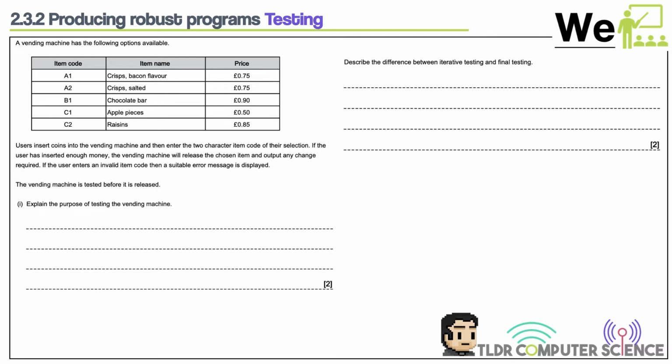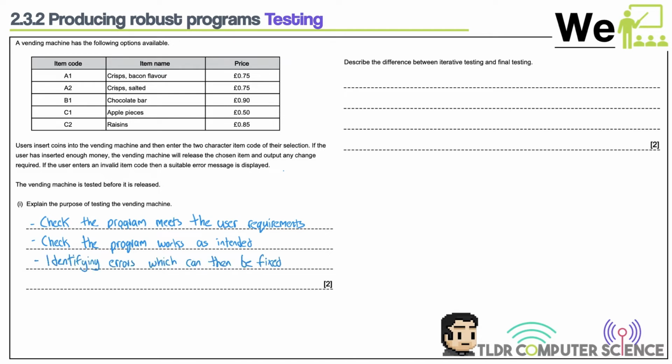So what we might say is something like that the program meets the user requirements. Because bear in mind, you don't know whether it's a logic error or not. It becomes a logic error if it fails to meet the requirements of the user, hence doesn't do what the programmer intended. Indeed, we can say we need to check the program works as intended. That's how we can see if there's a logic error or not. Why do we test? Well, we test because we can identify those errors which can then be fixed.